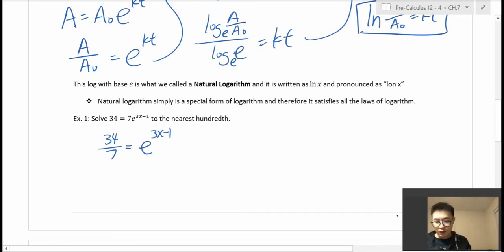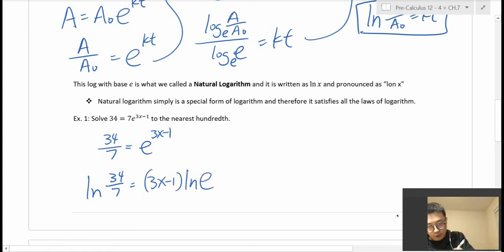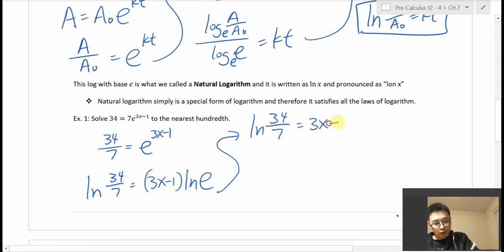Now we can log both sides. Instead of taking the regular log, we're going to take the natural log of it. The reason is that now I can move the 3x minus 1 to the front, and ln of e is simply 1, so we don't need to worry about that anymore. Therefore, we can rewrite this as ln of 34 over 7 is equal to 3x minus 1.